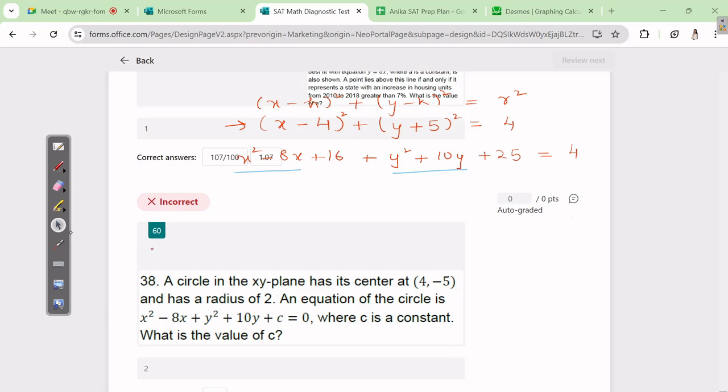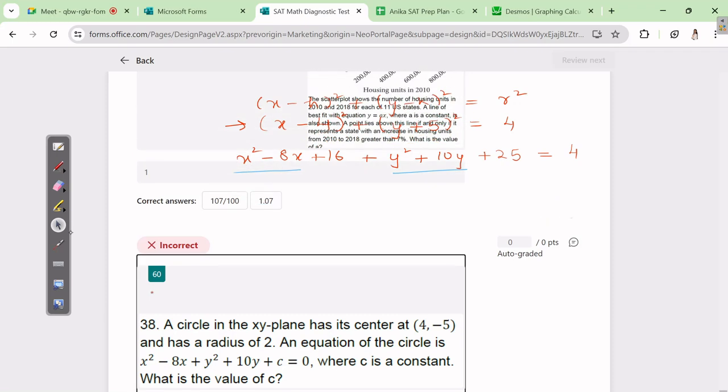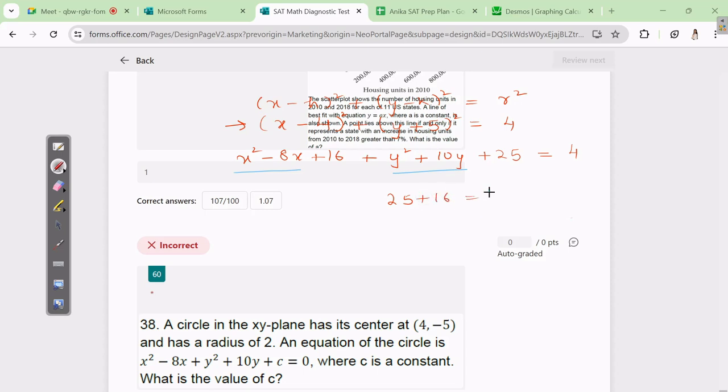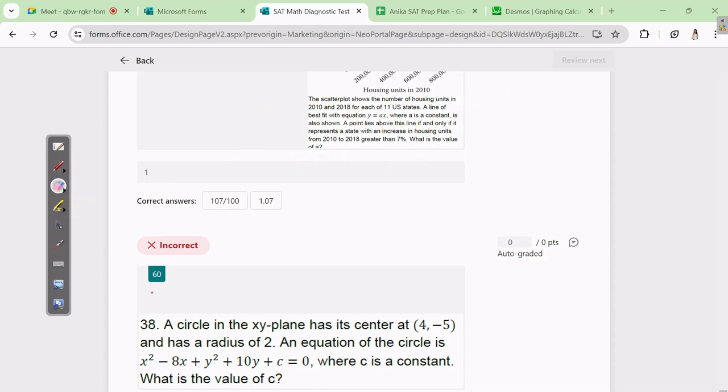Can you tell me how you got it? So I added 25 to 16. And then after doing that, I got 41. And then, because it says 0 in the question, like it's equal to 0, that means I had to subtract 4 from both sides. And then I got 37. Perfect. So c is going to be 37.